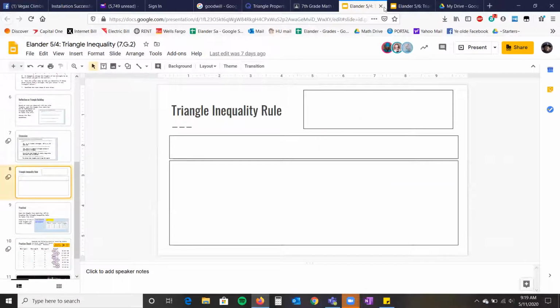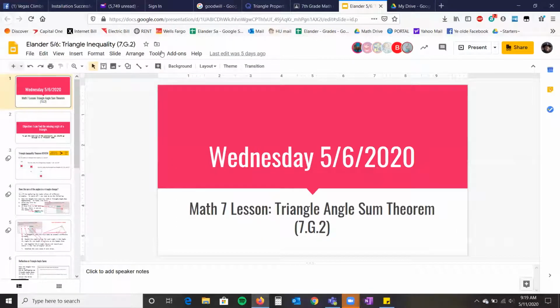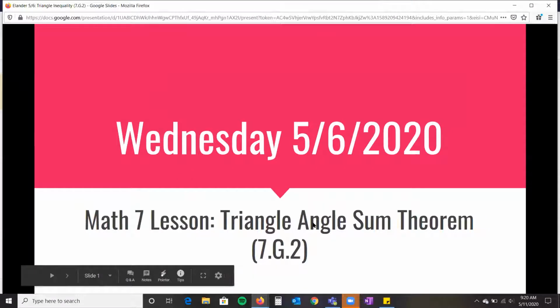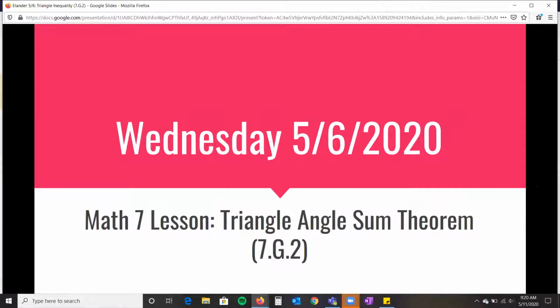That's the inequality. Okay, all right. Then on Wednesday, we talked about the triangle angle sum theorem. We're going to do a review game here in just a sec, but before we do that, we need to talk about the triangle angle sum theorem.